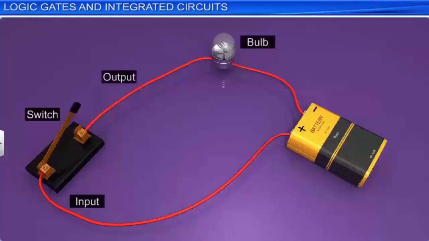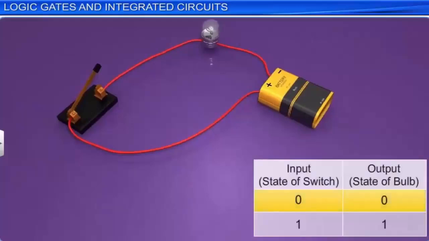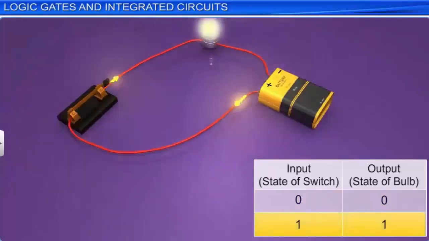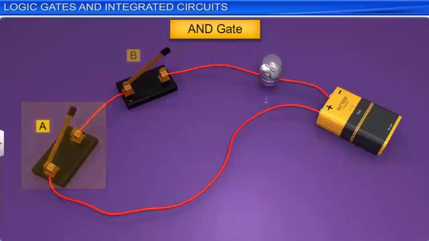An open switch represents an input of 0. The bulb remains off in this condition and represents an output of 0. A closed switch represents an input of 1. The bulb lights up in this condition and represents an output of 1. Now here is a circuit representing an AND gate. An AND gate has 2 or more inputs. The 2 switches A and B represent 2 inputs and the bulb O represents the output of the logic gate.